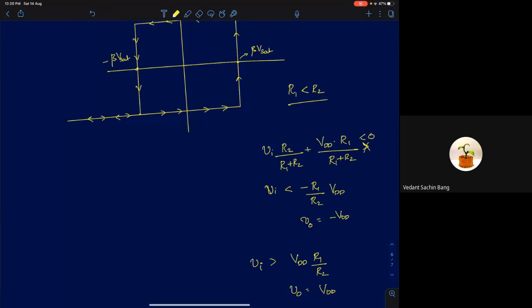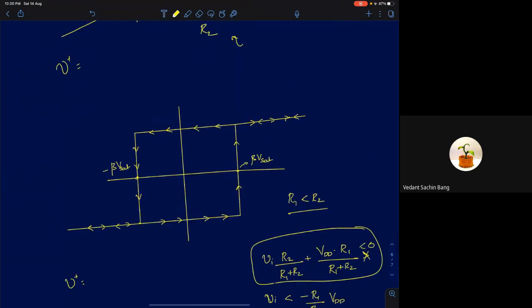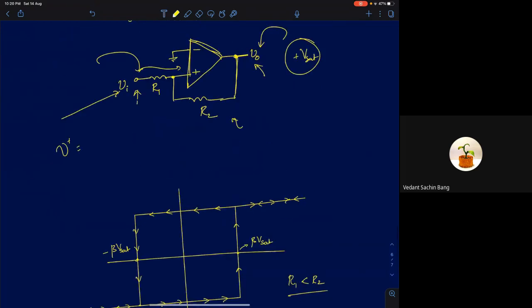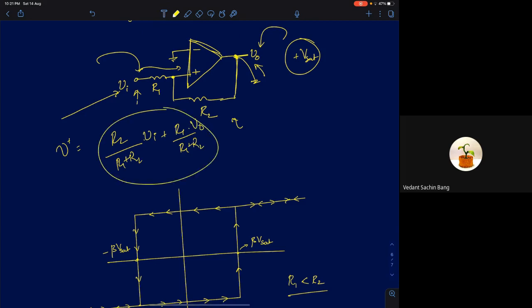So I can write V plus as a superposition of two voltages. You can assume V naught is 0 and find its voltage. So that will be R2 by R1 plus R2 into Vi, plus R1 by R1 plus R2 into V naught. So this will be your V plus. If this voltage is greater than 0, V naught will be plus Vsat. If this term is less than 0, then your output will be minus Vsat.